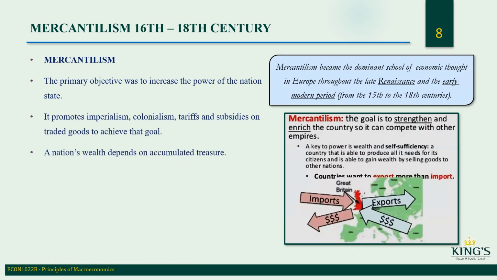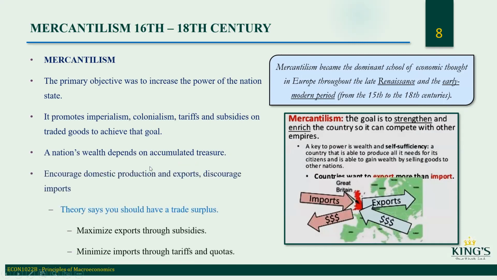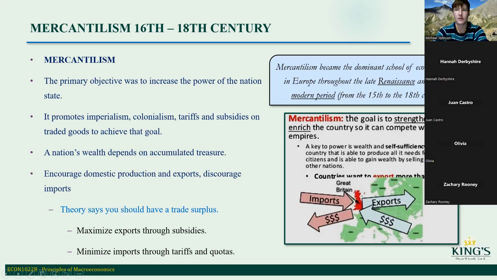A nation's wealth depends on accumulated treasure. It encourages domestic production and exports, and discourages imports. The theory says you'd have a trade surplus, maximize exports through subsidies, and minimize imports through tariffs and quotas. So that can cause a lot of issues. What types of issues do you think would be caused by this approach? So anyone can volunteer.